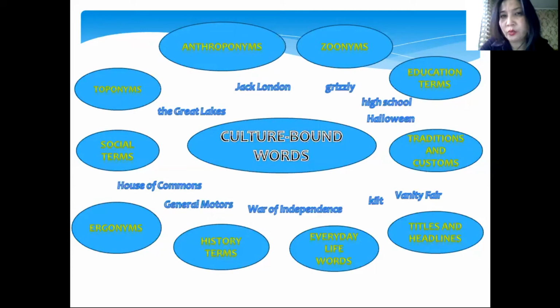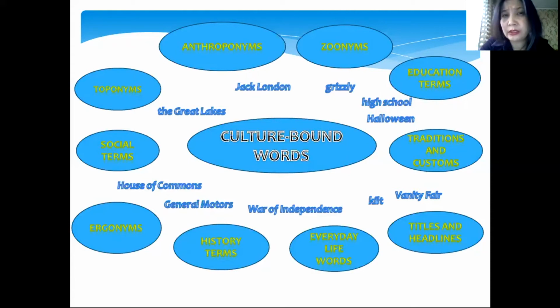The next group is education terms. Here we say about special education terms peculiar to the country, to the nation. For example, A grade, A student, high school, пионерский лагерь. So the next one is traditions and customs, culture-bound words. For example, Halloween, Maslenitsa, Nowruz.